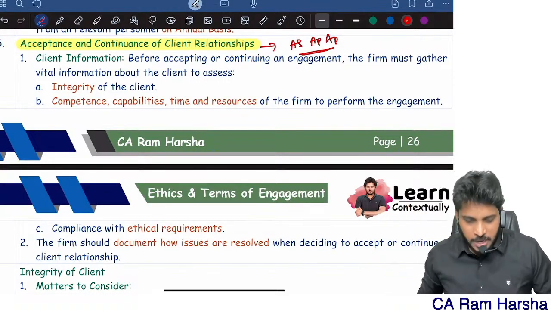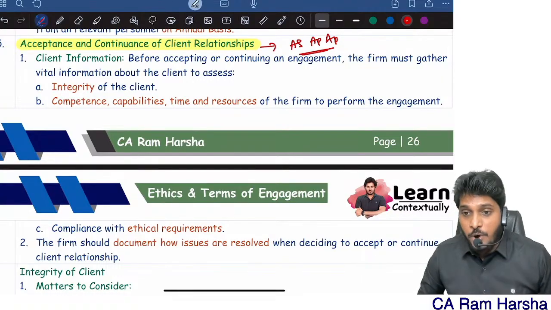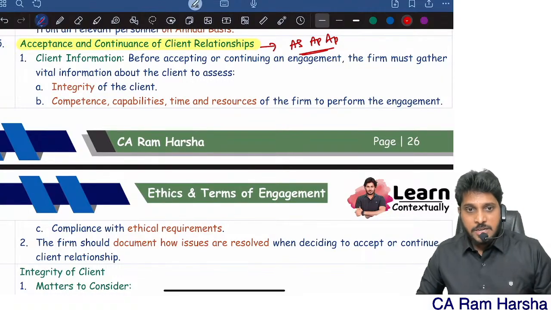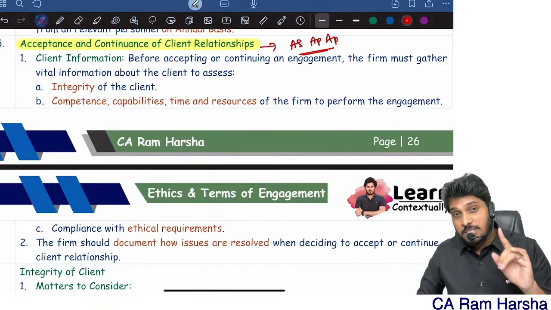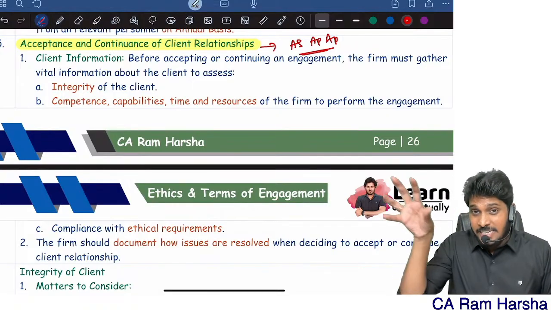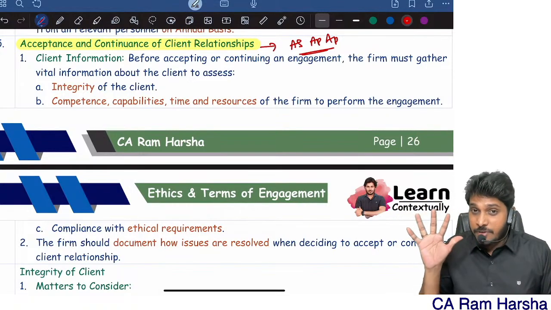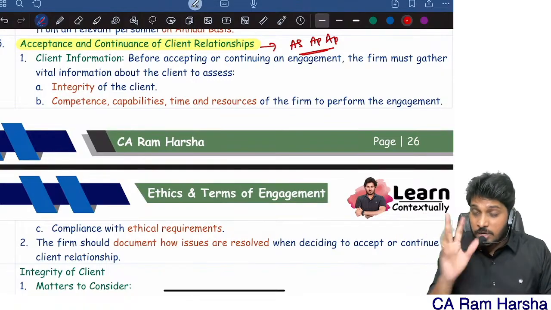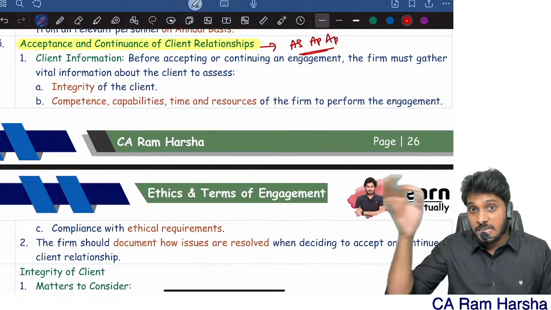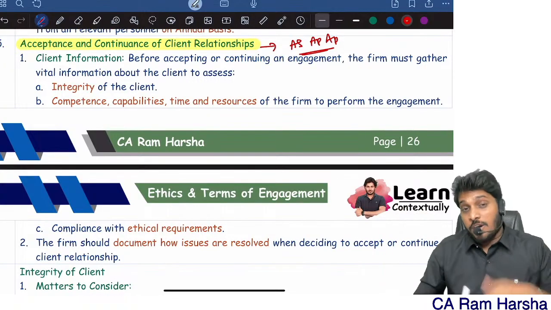Fine. Okay. So the one most important element in quality control is acceptance and continuation of client relations. When a new client comes, what points shall the firm consider? Suppose the main partner is not there, another partner has to confirm whether the client is accepted or not. So what points should they check?